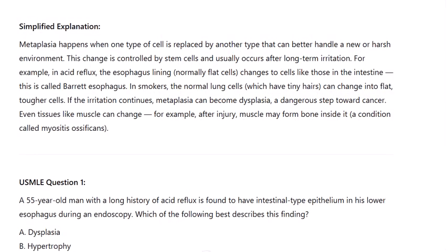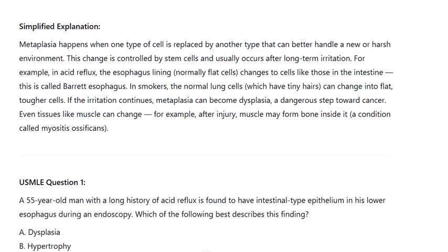Simplified explanation. Metaplasia happens when one type of cell is replaced by another type that can better handle a new or harsh environment. This change is controlled by stem cells and usually occurs after long-term irritation. For example, in acid reflux, the esophagus lining, normally flat cells, changes to cells like those in the intestine. This is called Barrett esophagus.